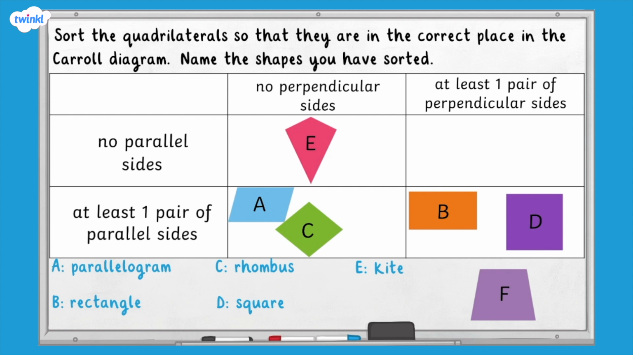E has no perpendicular sides and no parallel sides. It's a kite. F has no perpendicular sides and 1 pair of parallel sides. It's a trapezium. Because of its 2 pairs of equal angles and pair of equal length sides, it's an isosceles trapezium.